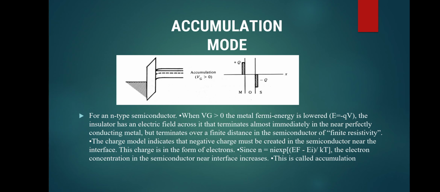This charge is in the form of electrons. Since n is equal to ni exp of (EF minus EI) divided by kT, the electron concentration in the semiconductor near the interface increases. This is called accumulation.